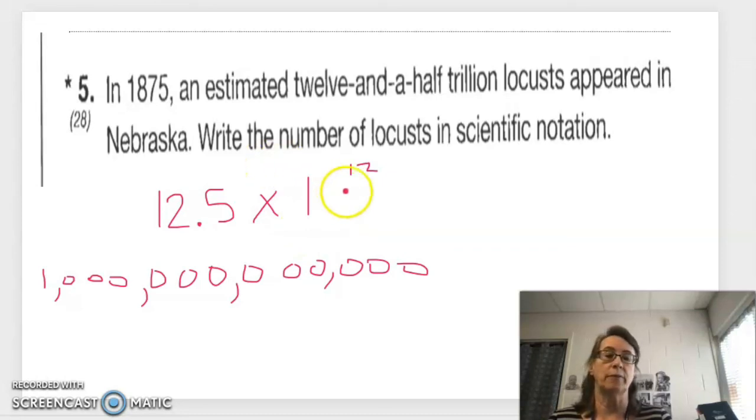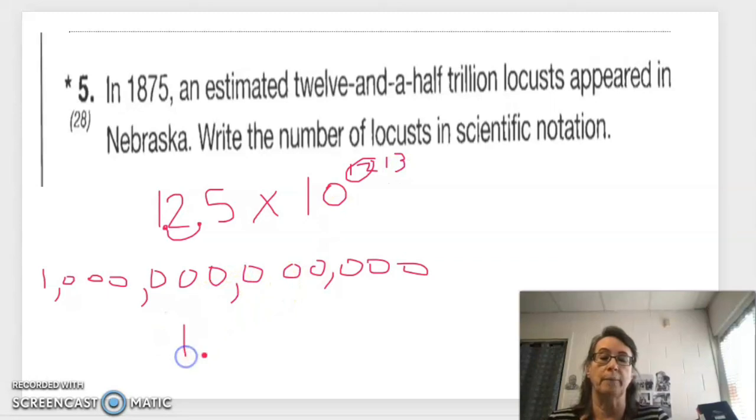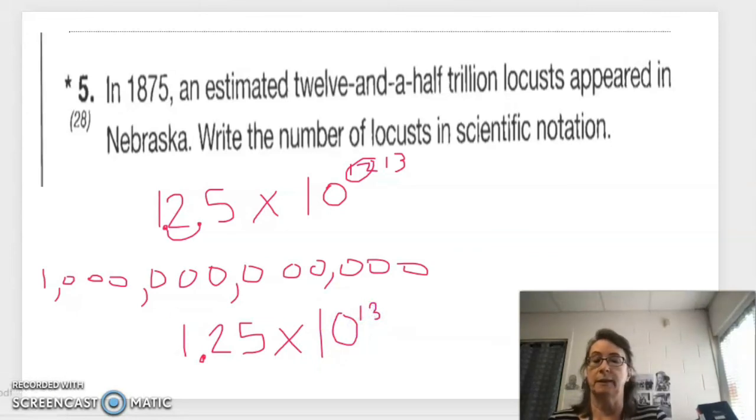10 to the 12th. Okay, so now remember when we're getting it in scientific notation that we want this number to be between 1 and less than 10. So we have to move this decimal 1 to the left, which means we're going to have to move this number 1 to the right. Okay, so our final answer is 1.25 times 10 to the 13th power. All right, that's a big number.